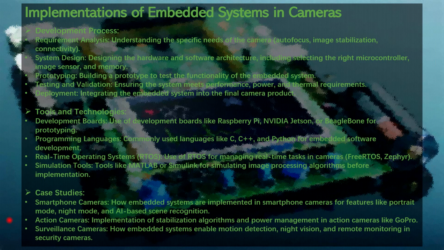Case studies: smartphone cameras. How embedded systems are implemented in smartphone cameras for features like portrait mode, night mode, and AI-based scene recognition. Action cameras: implementation of stabilization algorithms and power management in action cameras like GoPro. Surveillance cameras: how embedded systems enable motion detection, night vision, and remote monitoring in security cameras.